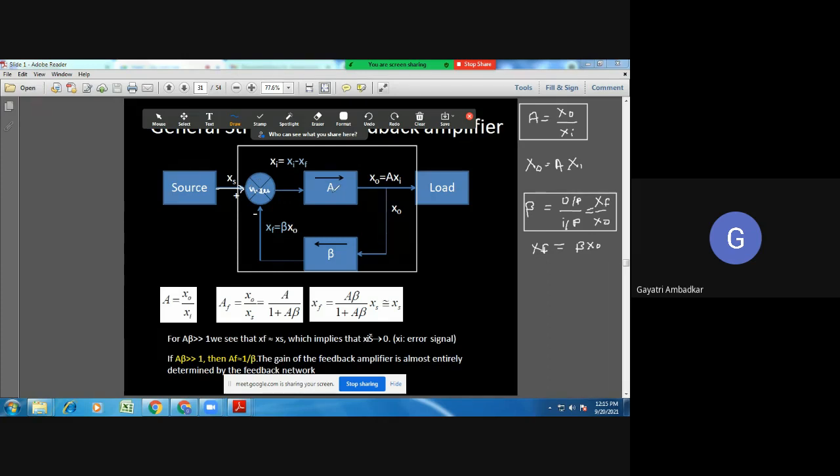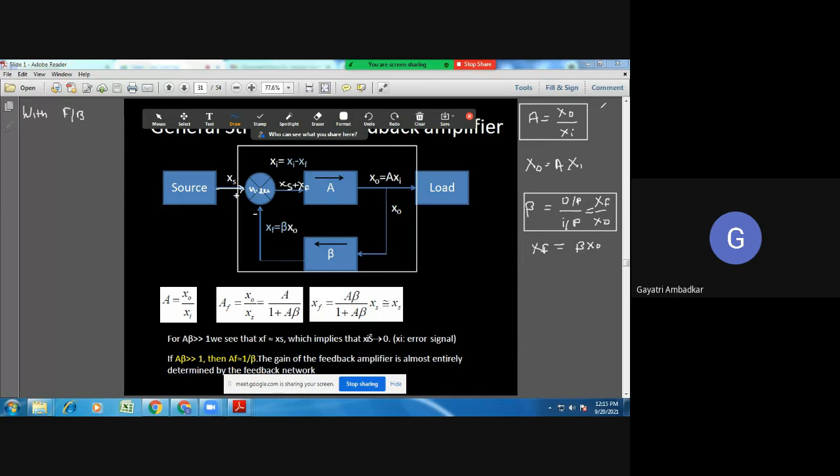Now when I say feedback amplifier, this input Xi is a mixture of two signals. It is the sum of Xs, the input signal, plus the feedback signal Xf. So what is the input? This we will talk about now, with feedback.